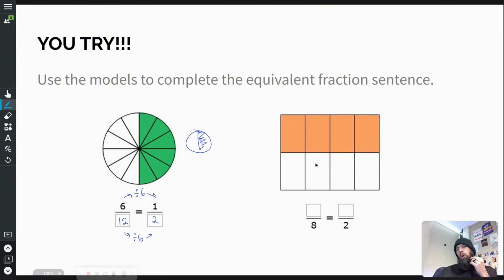1, 2, 3, 4, 1, 2, 3, 4. So I got 4 out of 8. In order to get from 8 to 2, I divide by 4. So I'm going to do the same thing here. 4 divided by 4 is 1. So 4 over 8 is 1/2. And yeah, that looks like half of the whole thing.